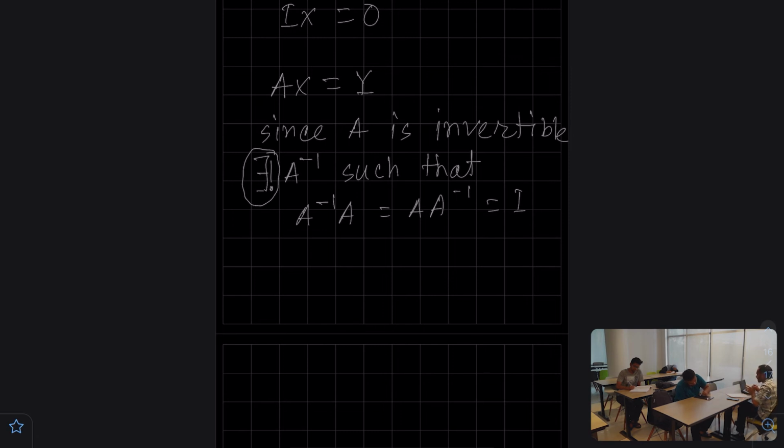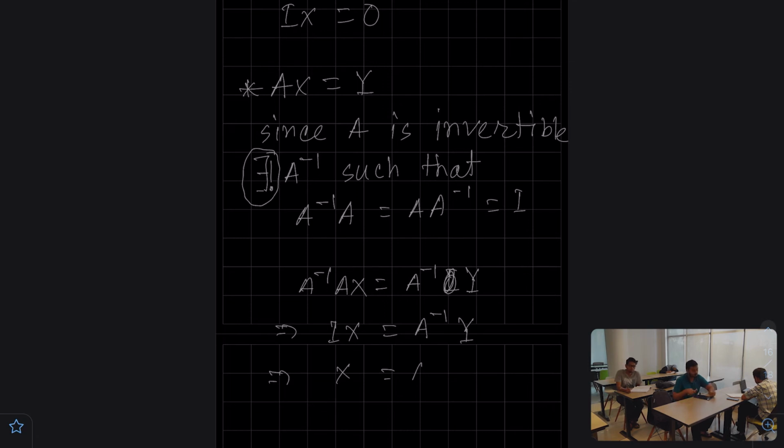So I can multiply this equation AX equals Y, both from the left, by A inverse, and this is simply A inverse A equals, sorry, I. So Ix equals this is Y, and this is A inverse Y, and X equals A inverse Y. That means for every Y of n cross 1 matrix, there exists a solution X, right?